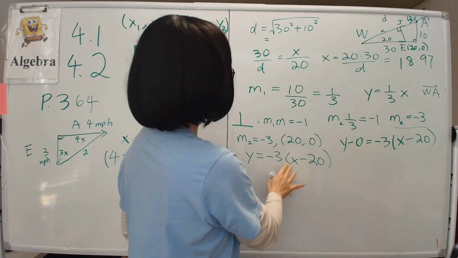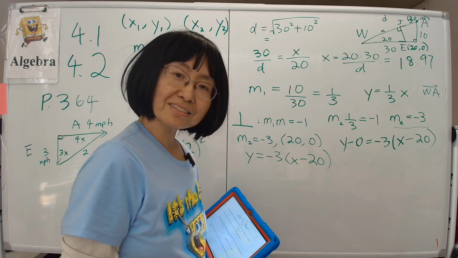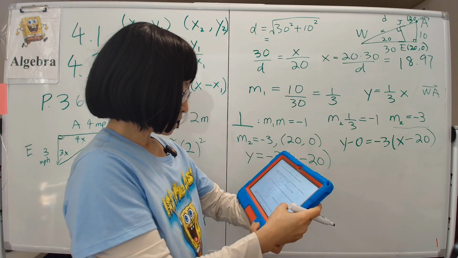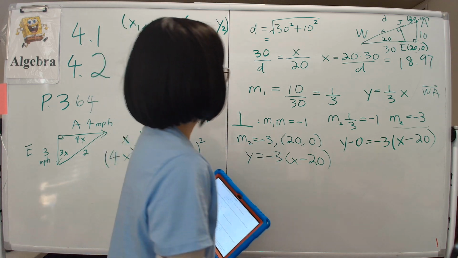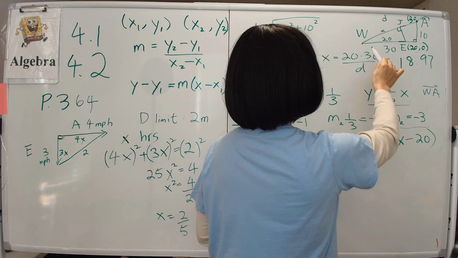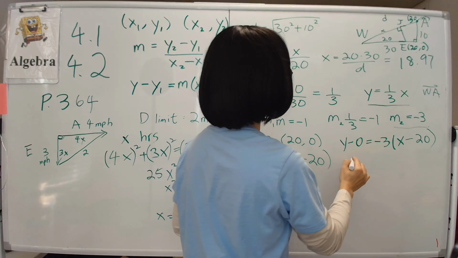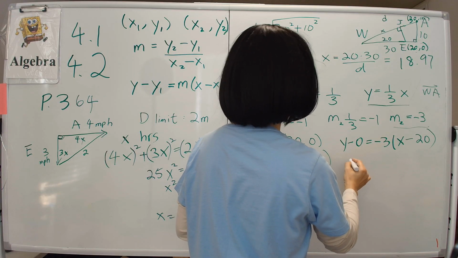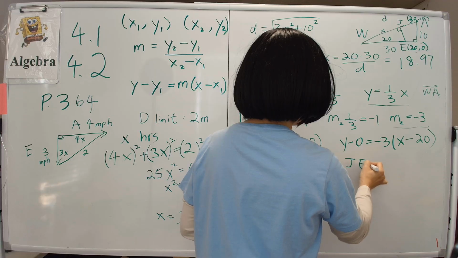Okay, so now we have two lines. Now, if we have two lines, we can calculate the intersection of these two lines, right? Where are our two lines? Here's line 1, which is going from W to A. And here's our line 2, and that goes from J to E.